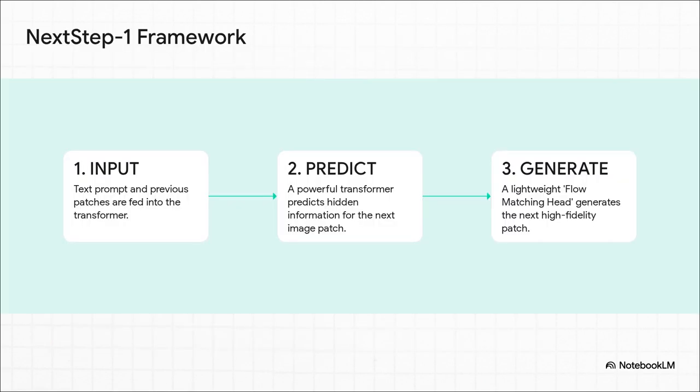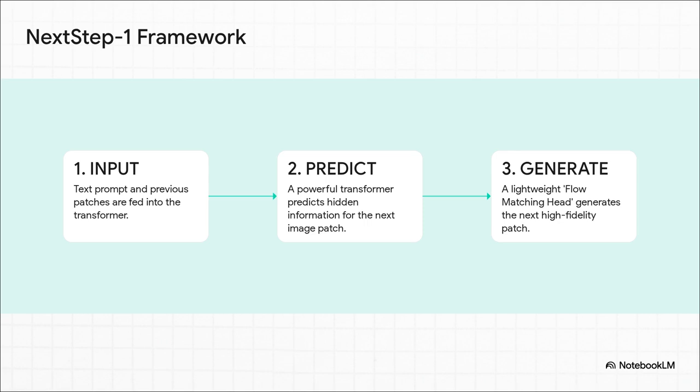Okay, so here's the new process. First, you feed the model your text prompt, along with any bits of the image it's already made. Then, this super powerful transformer looks at all that and predicts the complex hidden information needed for the very next patch of the image. And then, and this is the cool part, a small, lightweight piece called a flow matching head jumps in. Think of it like a precision painter's brush.